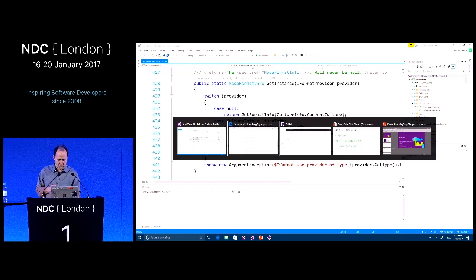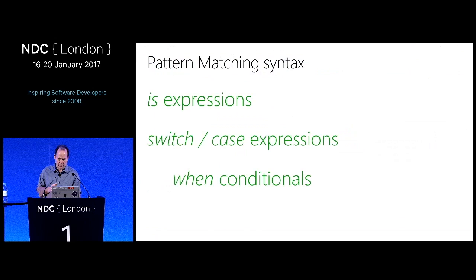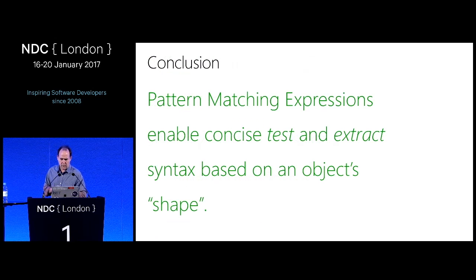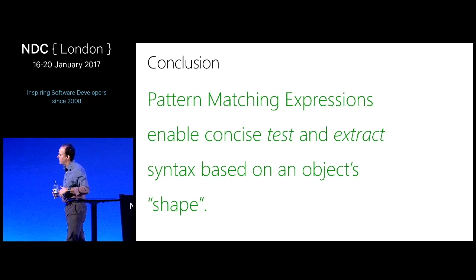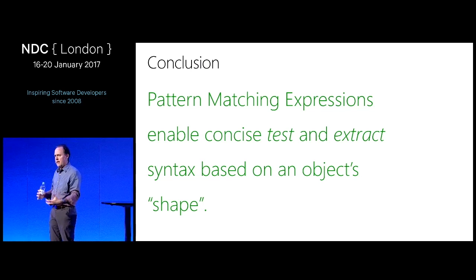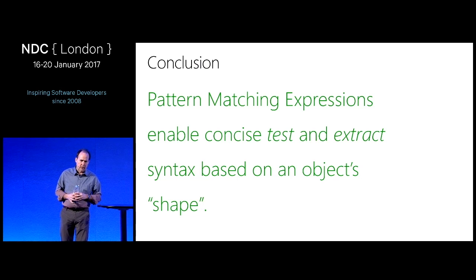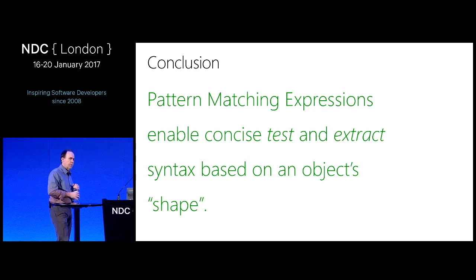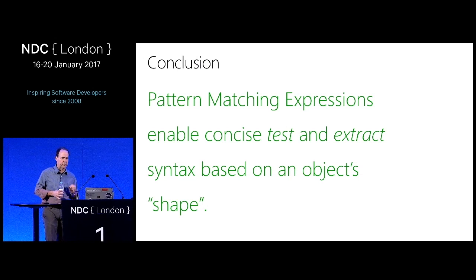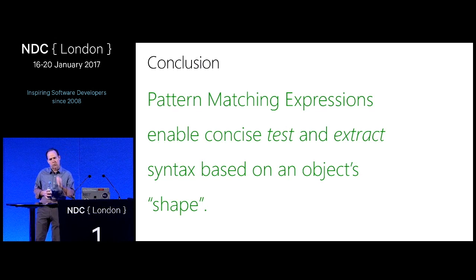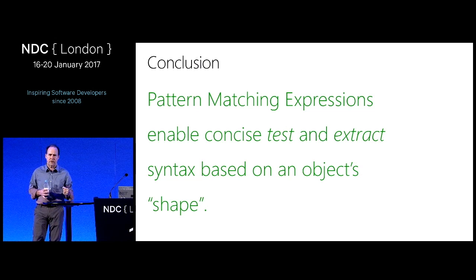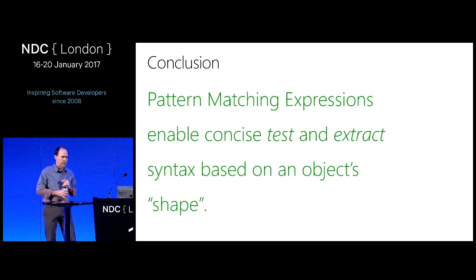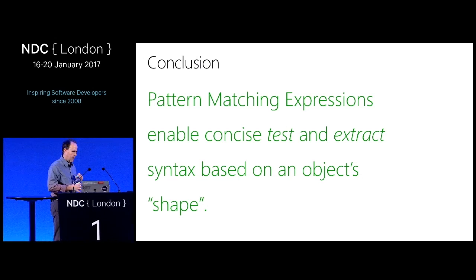All right, so let's finish up with a few more ideas of where some things might go and some of the conclusions that we have. So what we really want to do here, what really is going on with pattern matching in C# 7 right now, is taking very tentative steps into this world. Pattern matching expressions enable a concise test and extract syntax. So in all cases, we're testing something and extracting information from it. And then we can, with confidence, work with that information knowing that things are set. And it's based on an object's shape.